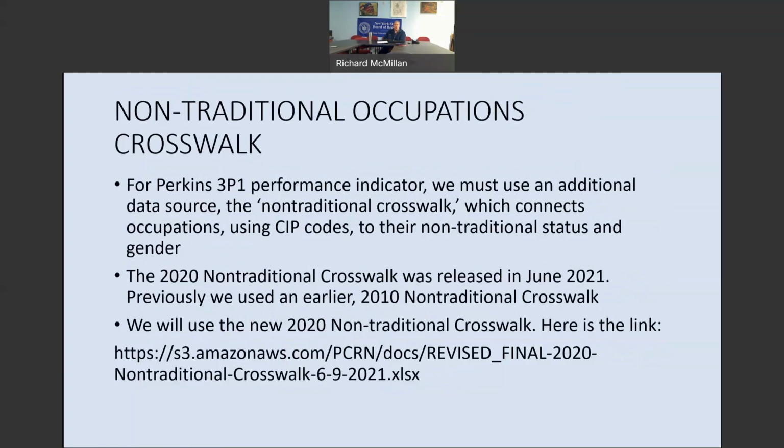Non-traditional occupations crosswalk. For the Perkins 3P1 performance indicator, we must use an additional data source, the non-traditional crosswalk, which connects occupations using zip codes to their non-traditional status and gender. The 2020 non-traditional crosswalk was released in June of 2021. Previously, we used an earlier 2010 non-traditional crosswalk. So it's important that you use the latest crosswalk, which has only been out 6 months. So we will use the new 2020 non-traditional crosswalk.